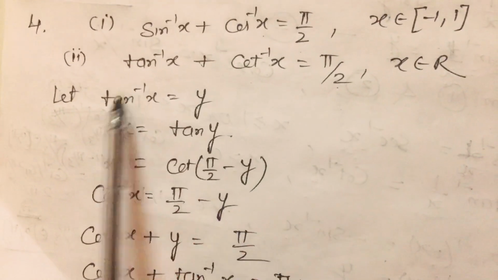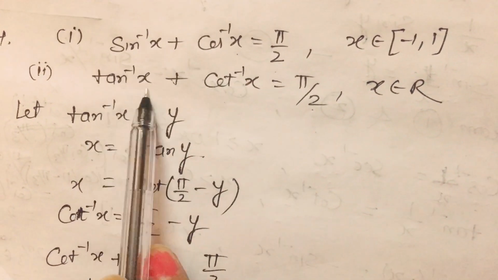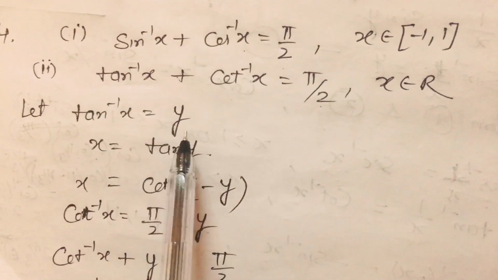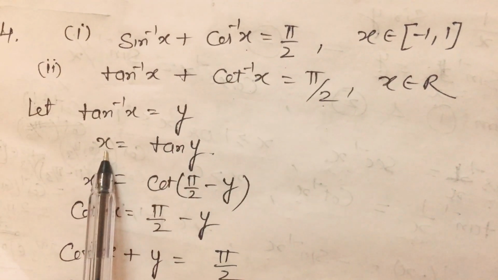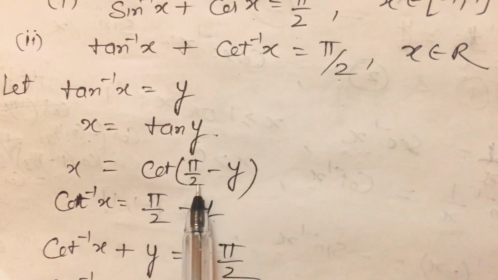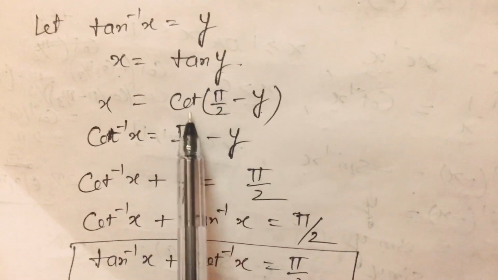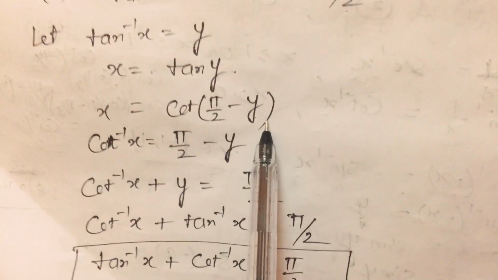Okay, so I am showing the second property. You can do the first and third in the same way. So in this I am taking tangent inverse x is equal to y. So x will be tangent y, and tangent y we can write as cot of pi by 2 minus y, because cot of 90 minus theta is equal to tangent theta.